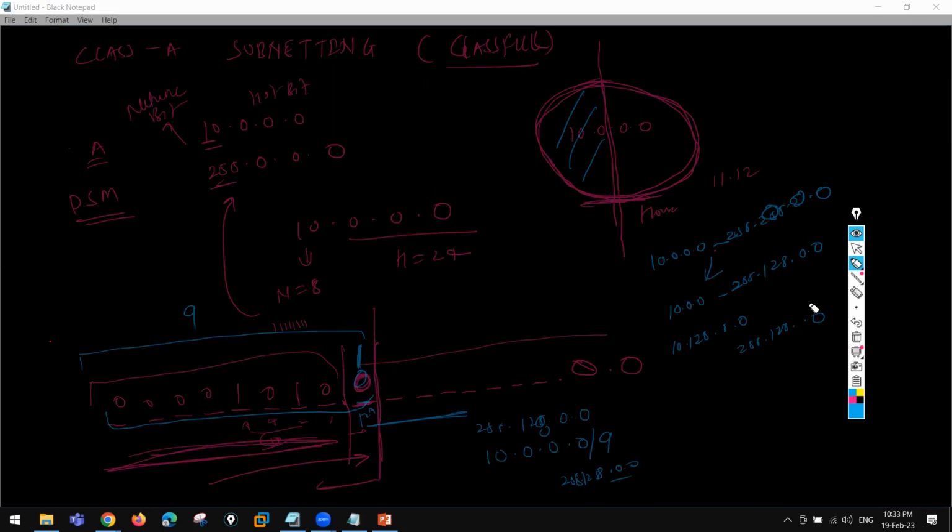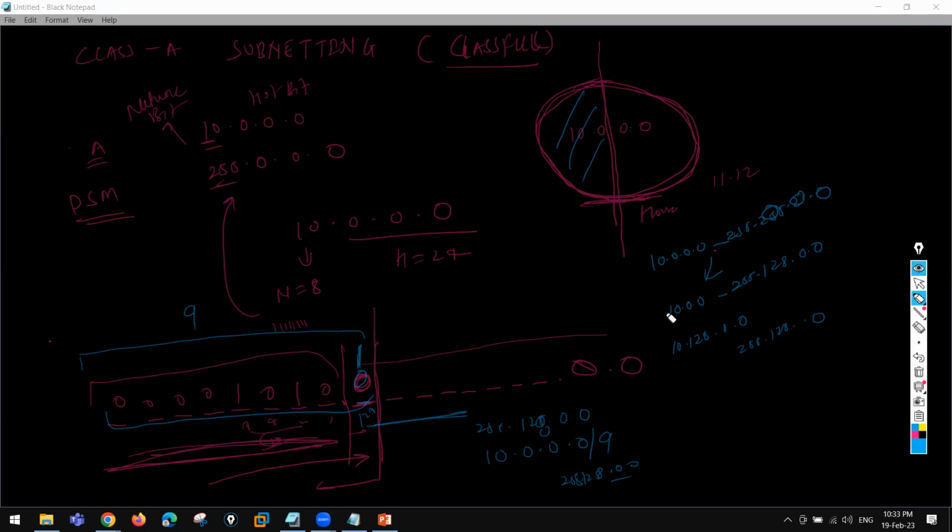What would be the first IP of this network? 10.0.0.1. And what would be the last IP? 10.255.255.255? Are you sure? No, the last is not 255. We have reserved this 128, and the remaining are 127. So the last IP would be 10.127.255.255. Got it?